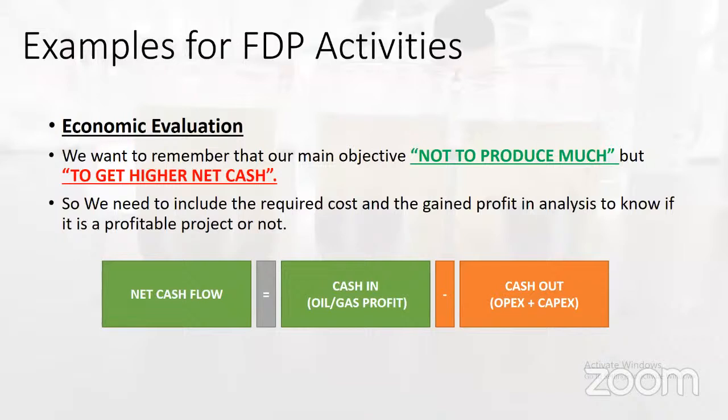But remember that our main objective is not to produce more, but to get higher net cash, to gain more money, or to get more profit. So again, our objective is not to produce more, but to get optimized cash flow. Great.